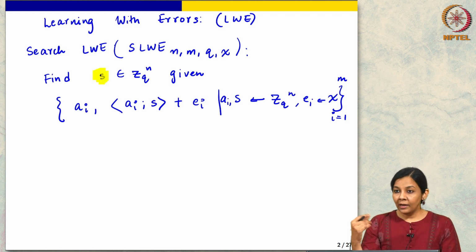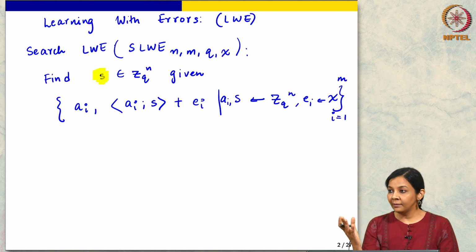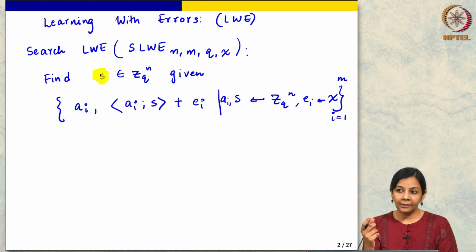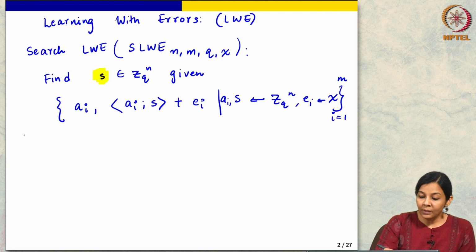So, I have inner products with respect to a secret vector S, and I am giving you these inner products perturbed with a little bit of noise, and the goal is going to be to find this secret vector. So, the one line intuitive description I was referring to was this: think of noisy inner products, and you are trying to find the secret vector with respect to which these inner products are generated. Okay, so this is the search version. There is also a decision version.